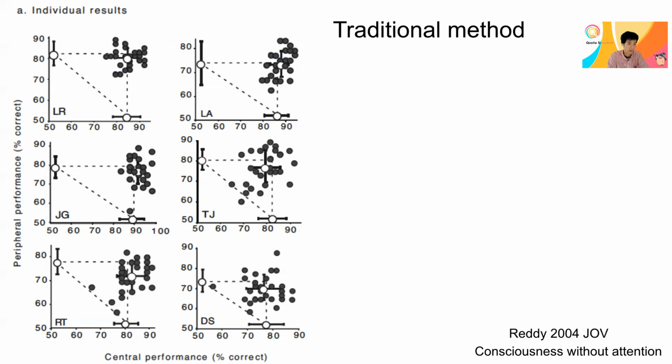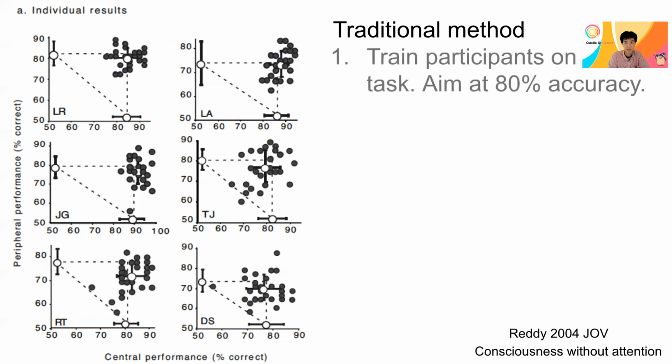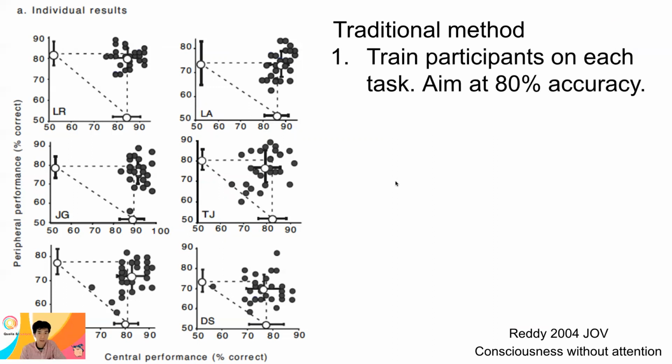So the first thing is about the traditional method. Here are results from 6 subjects in a particular experiment using the dual task face experiment. The training strategy for the subjects is the following. One is training each of these participants first on the central task, and then just waiting until their performance stabilizes at 80% accuracy. It may take like 1 hour or maybe 30 minutes, but it takes some time.